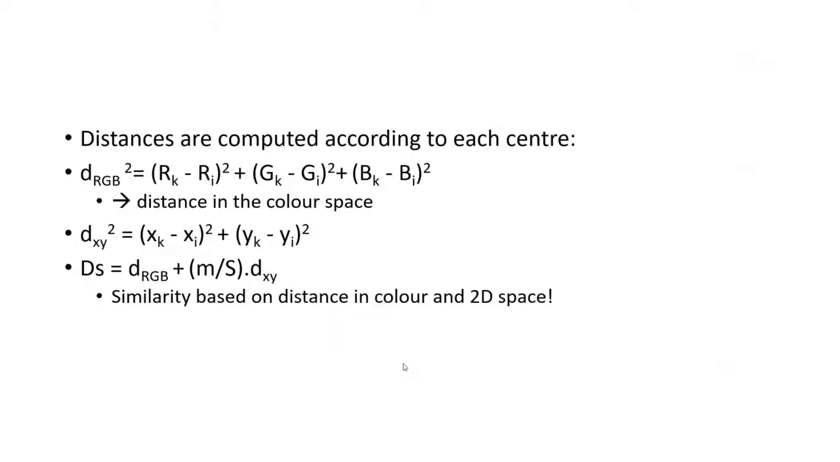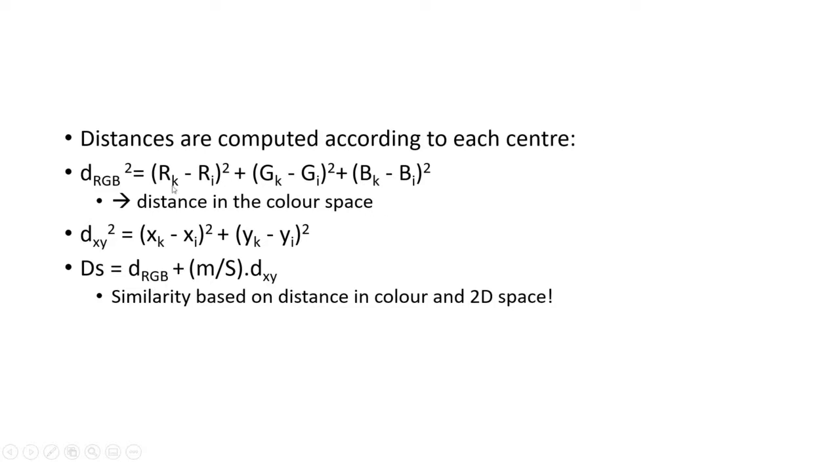There's some minor issues. I'm not going to get into detail. Let's just see the big picture. So the distances are computed according to each center. So you're going to have what? A distance in the RGB space, which basically is your value in the cluster center. This is going to be calculated for each cluster center, right? The value of the cluster center to each one of the pixels around that region. And this is for the red channel, the green channel, and the blue channel.